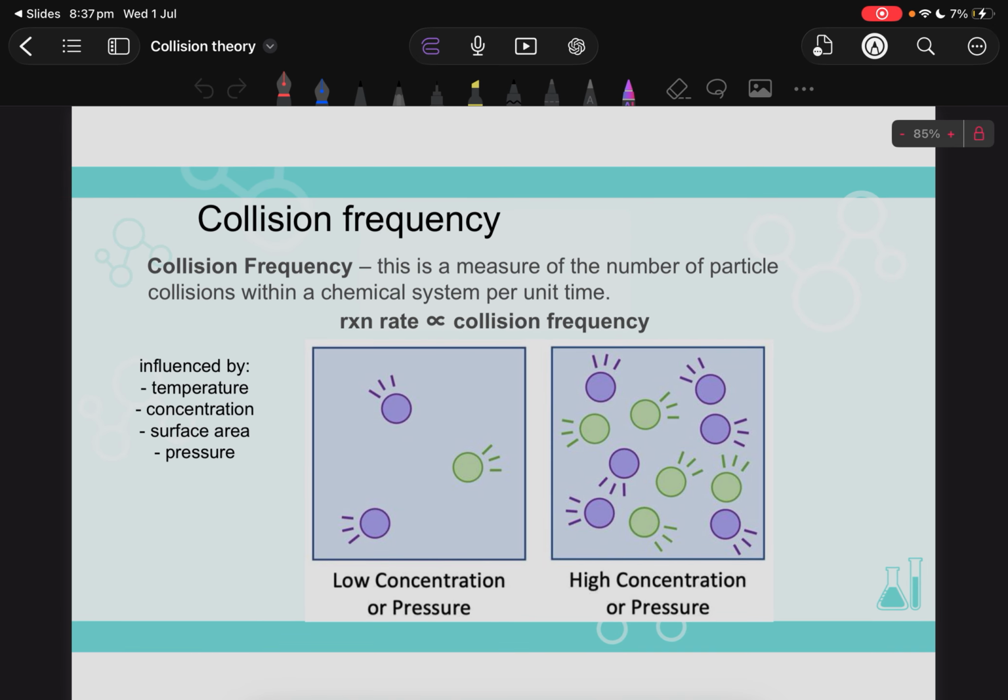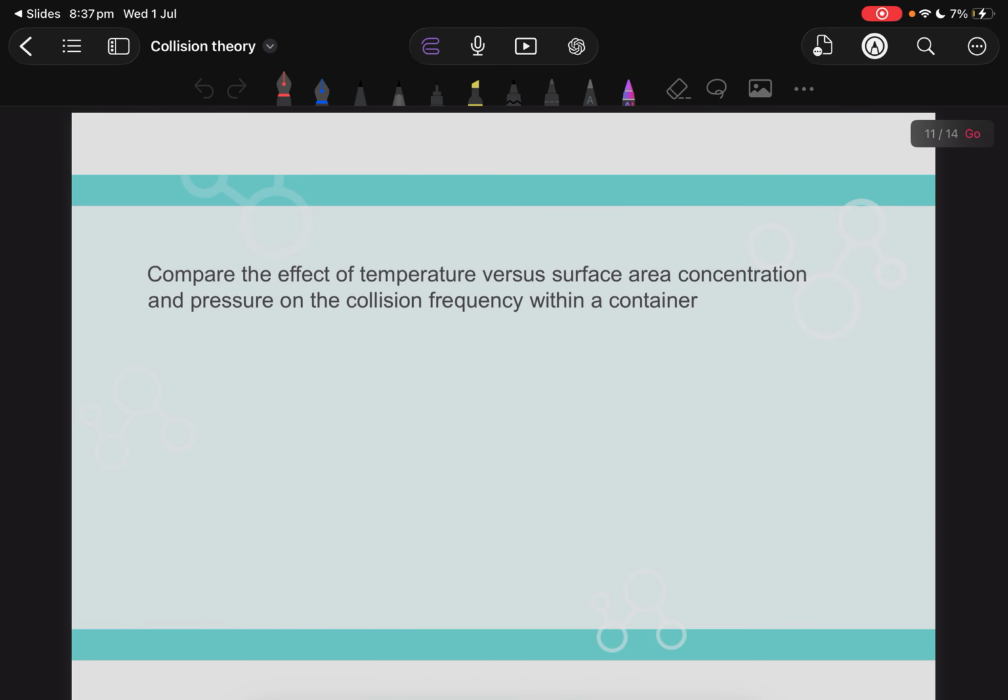Collision frequency is different. Collision frequency is just looking at how many particles you have colliding within a chemical system. This one's basic. This one's influenced by temperature, concentration, surface area, and pressure. Obviously, if they're colliding more, if there's a higher frequency of collisions, then they're going to be reacting more. Like if you put them in, and this goes back to gas laws. This is essentially how we rationalized all of our gas laws. We said if we put them in a higher concentration or pressure, then they're more likely to meet each other. More likely to see each other, and therefore they're more likely to react.